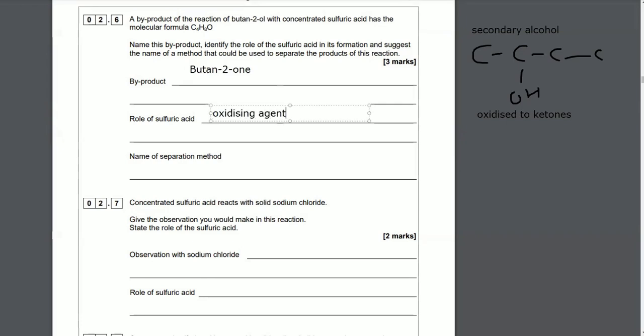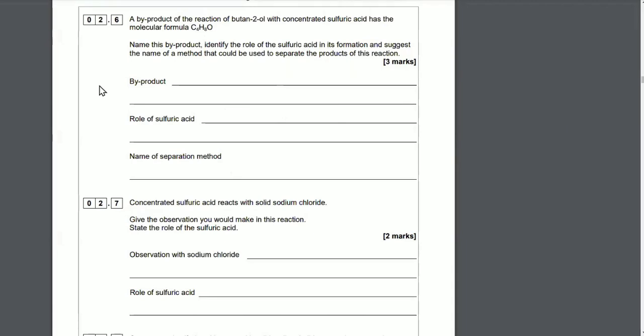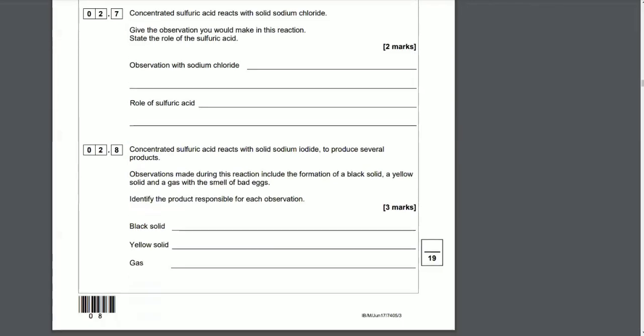And so when this is oxidized to a ketone, it's going to form butan-2-one. Sulfuric acid is the oxidizing agent. And how to separate the butan-2-ol, the alcohol, from the ketone, you'd use fractional distillation, which is where you rely on them having different boiling points to separate them.